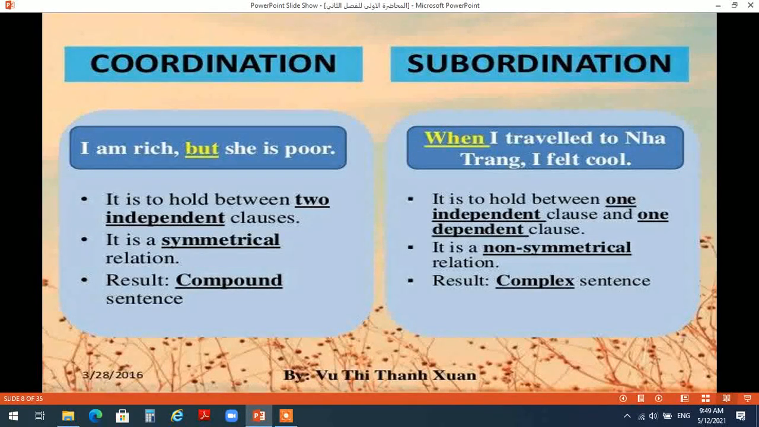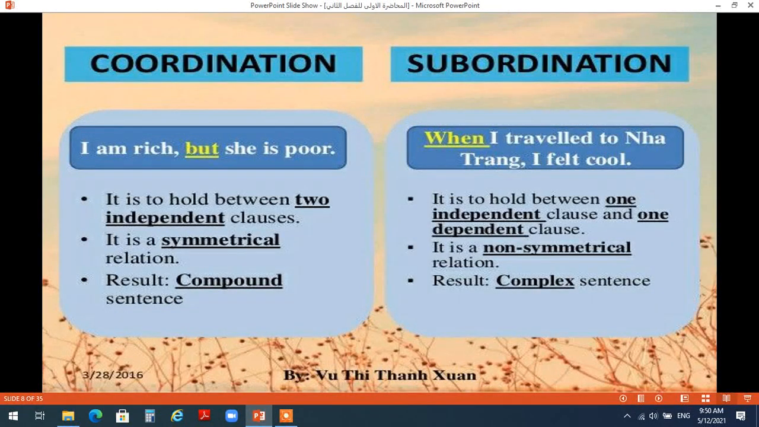Here we have two clauses also. I traveled to Nha Trang, this is the first clause, and the second clause is I felt cool. We have linked these two clauses by using a subordinator, which is the word when. استخدمنا when كأداة ربط لنربط هاتين العبارتين.